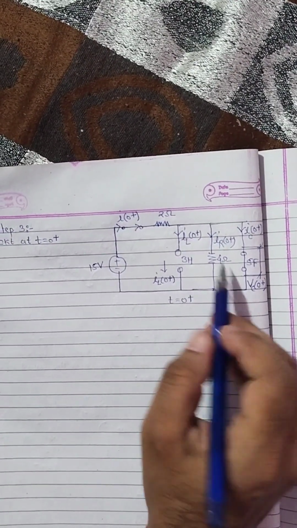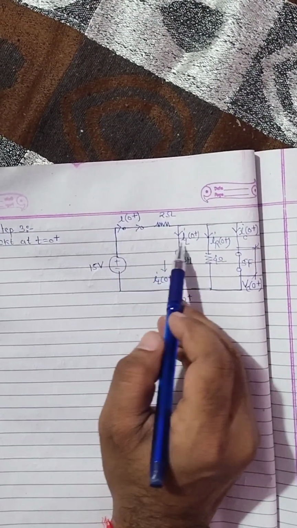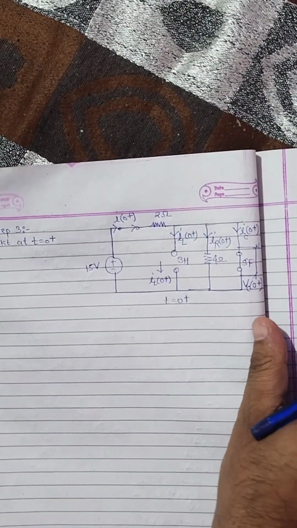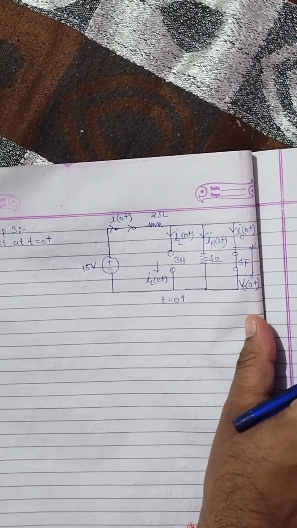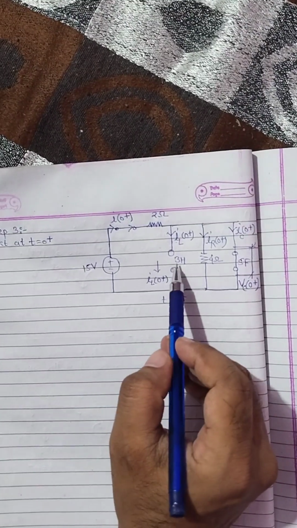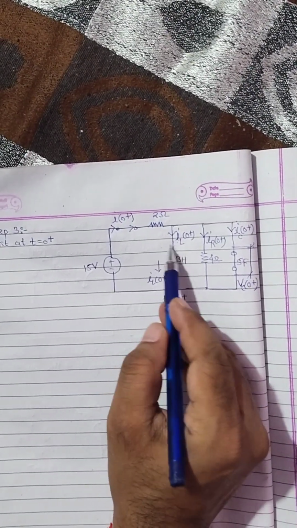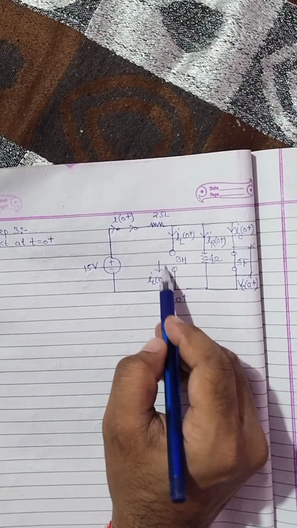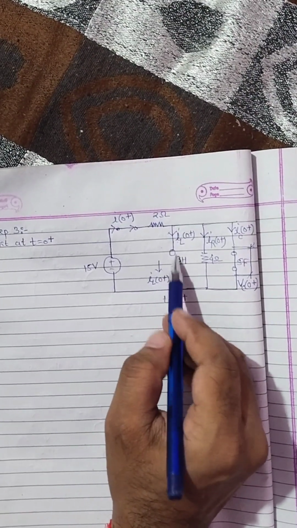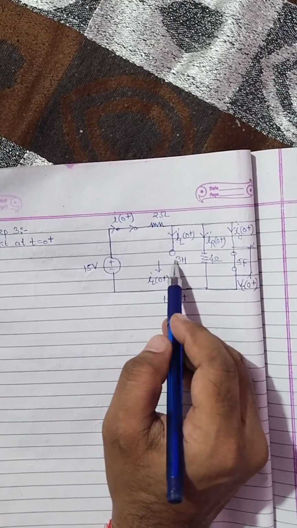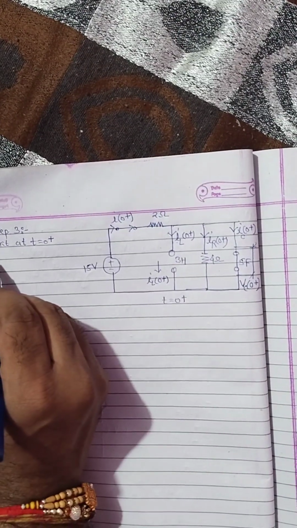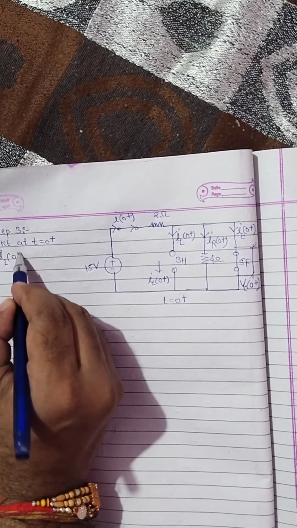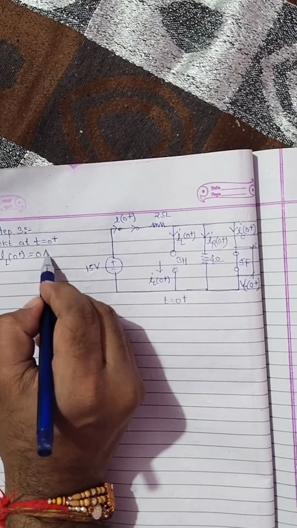So first of all, let us calculate this branch current. If we see the circuit, we can say that this is an open circuit. In an open circuit there won't be any current. So we can say IL(0+) equals 0 ampere.